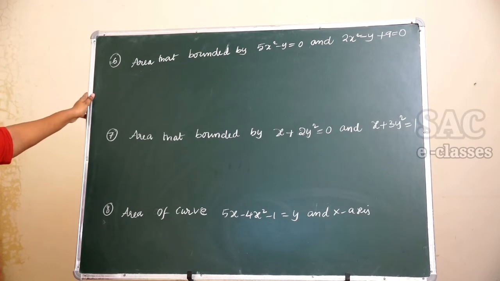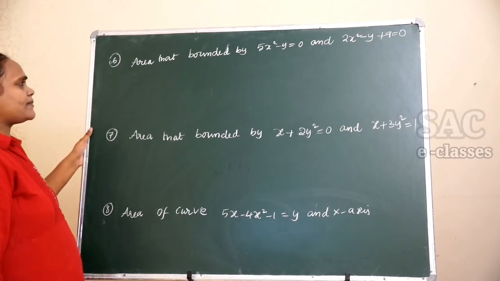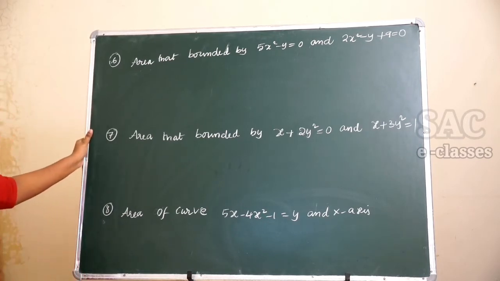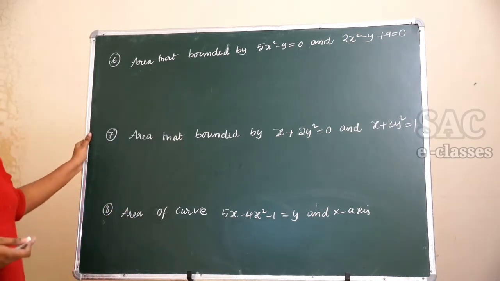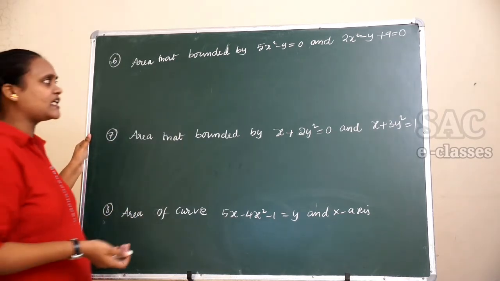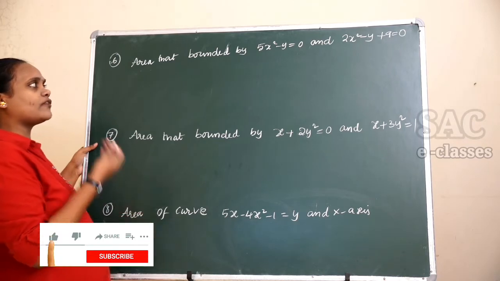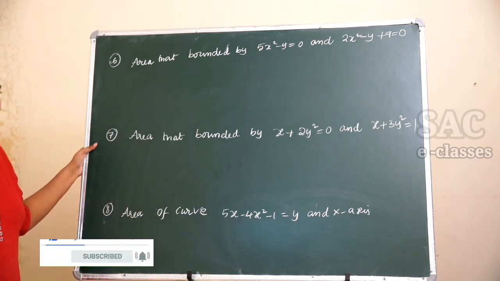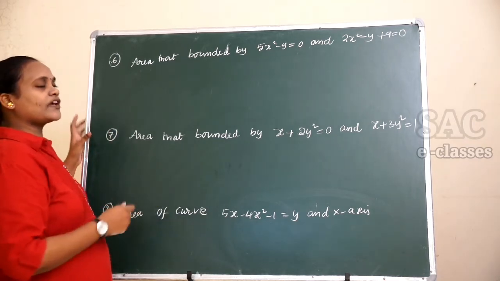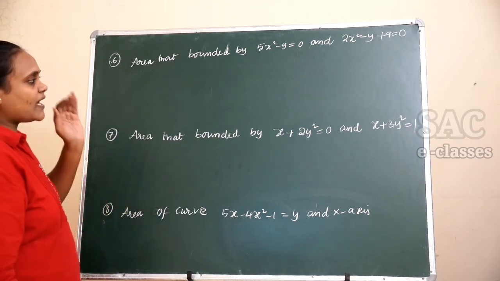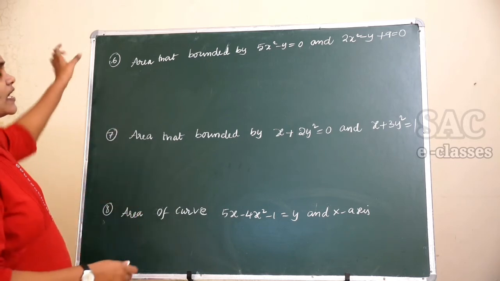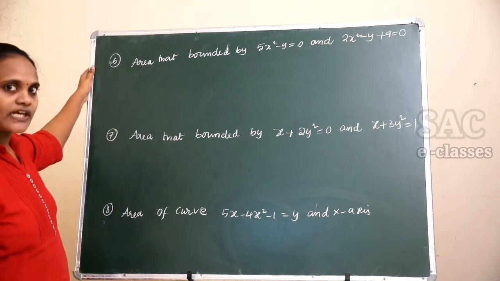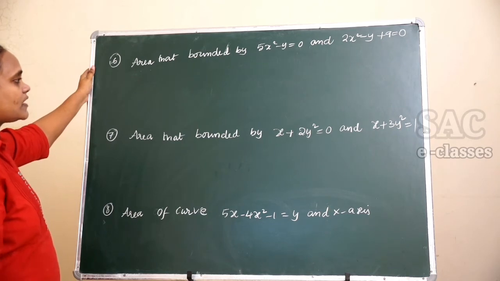The next one is: the area bounded by 5x squared minus y equal to 0 and 2x squared minus y plus 9 equal to 0 is. Actually, if you want to find the area of the curve, you know you have to use integration, find the extreme values and draw the corresponding figure. But in this, I am asking you to learn without even drawing the figure, and we do not require any extreme values.